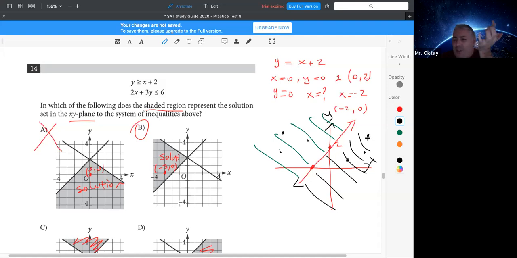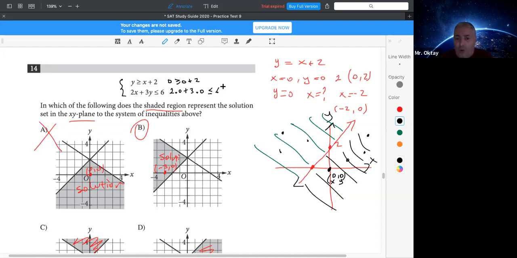But of course, let's be smart. For these points, I don't know what they are, but I know this point. This is the origin, 0, 0. So I will check. Instead of x, I put 0, instead of y, I put 0. Will this be true or not? X is 0, y is 0.